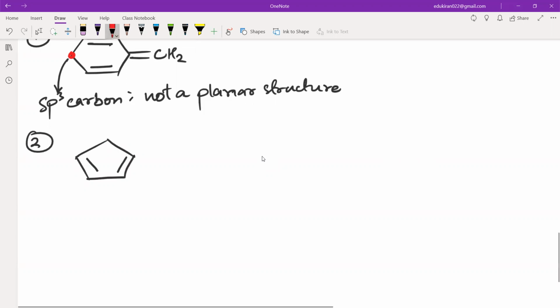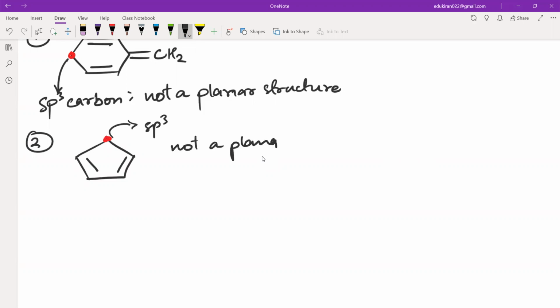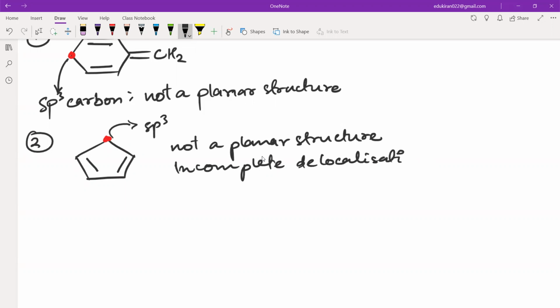Next is another structure. Again here also we can identify that this carbon is sp3, and that is why it is not a planar structure. And also you can see that complete delocalization is not present.